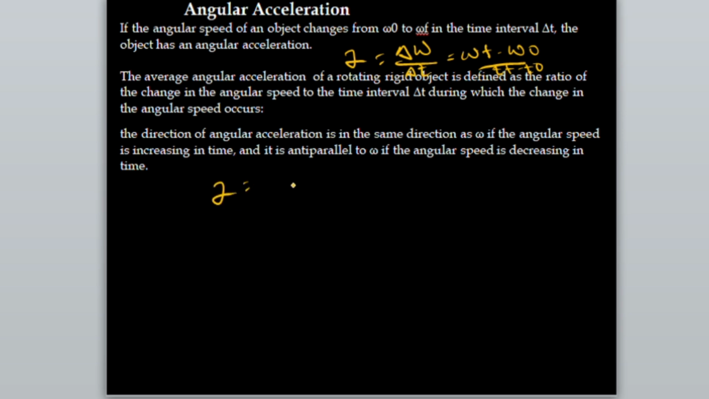Angular acceleration is equal to change in omega over what? Change in time. Is equal to omega final minus omega initial over change in time, time interval. Now this one is the magnitude. The magnitude of angular acceleration can be expressed just like, okay, but angular acceleration is a vector.